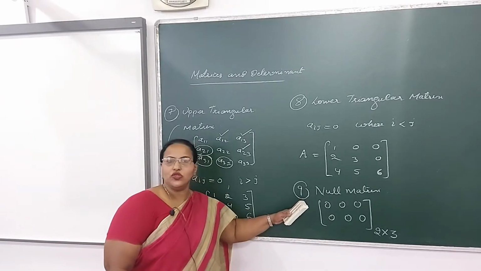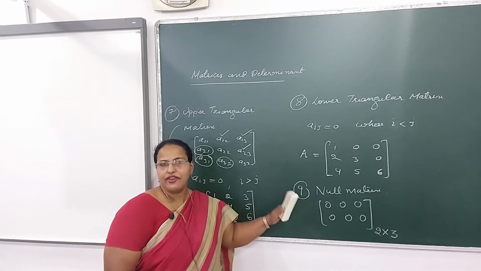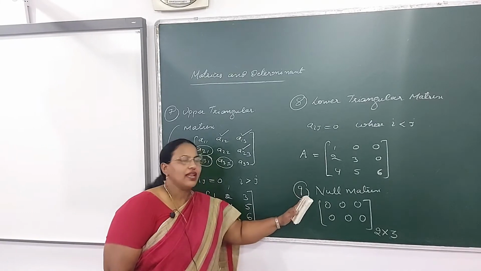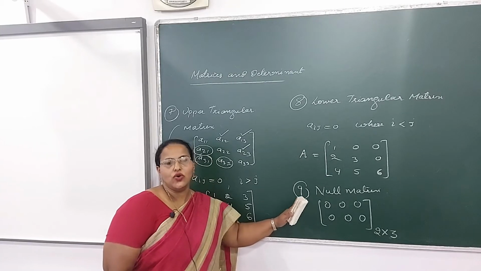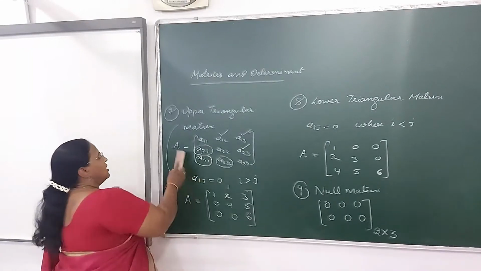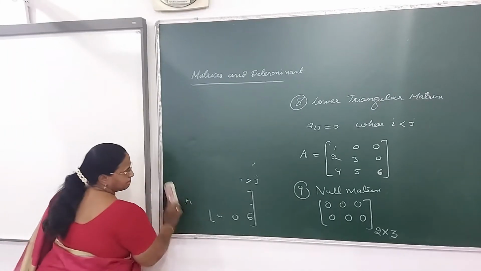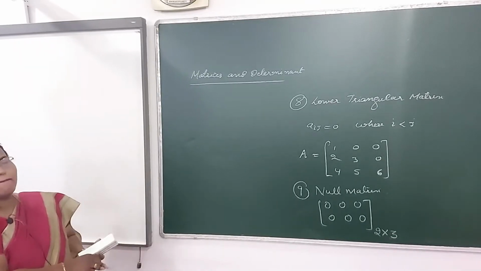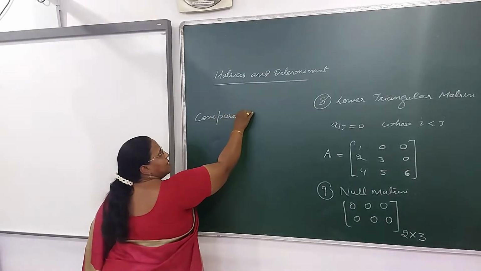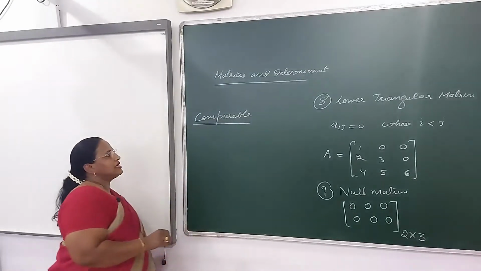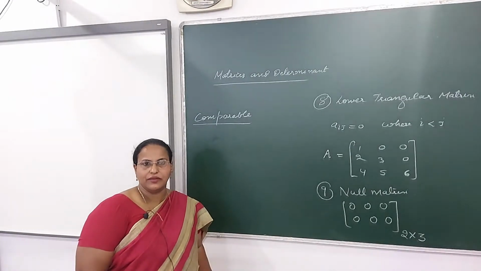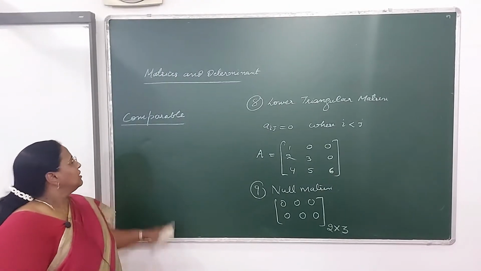So null matrix means what? If each and every entry of the matrix is 0, then that matrix is called a null matrix or zero matrix. So these all are the types of matrices. Now moving to the next part, comparable matrices. Here in this chapter, the theory part is a little more, but still if you are not learning all this, then how will you develop the concept of matrices and determinants? So all these are very important parts.